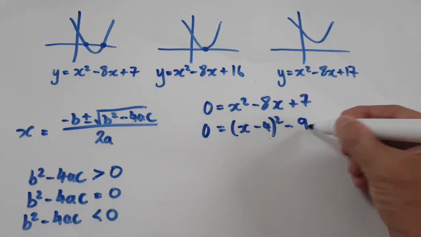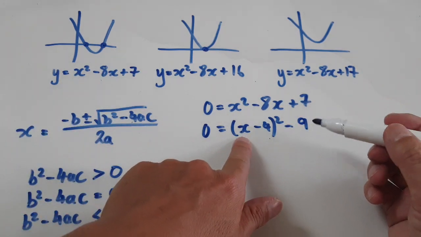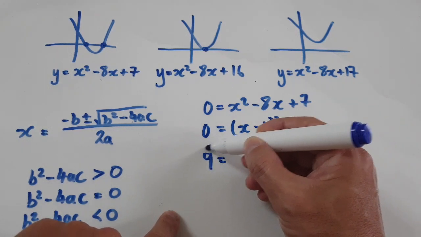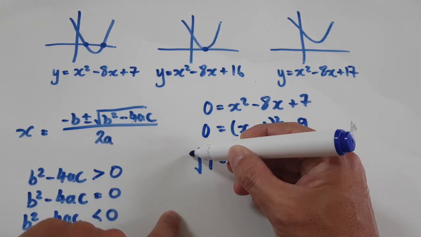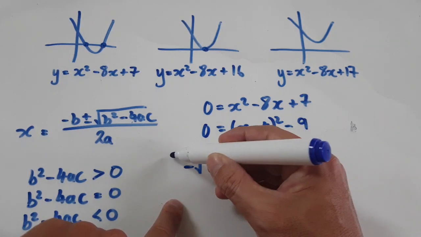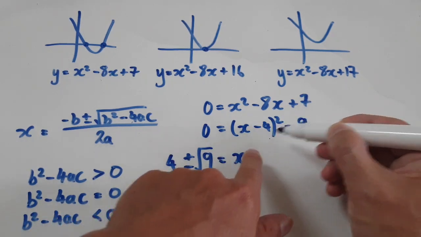9. So now you want to make x a subject. So you would add 9 to both sides. You would square root both sides. Then you would get two solutions, the positive version and the negative version, and then you would add 4. So that's how you make x a subject.